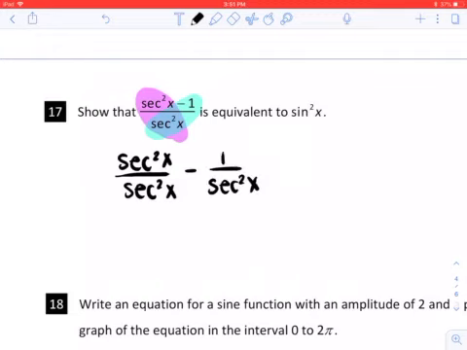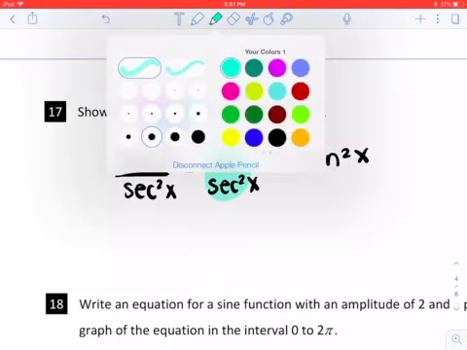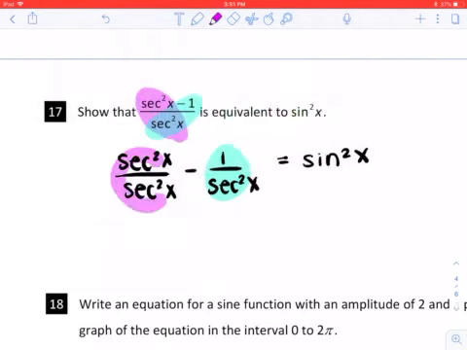And we want to show that this is equivalent to sine squared x. So I can relabel these because I know that secant squared x divided by secant squared x is just 1. And 1 over secant squared x is cosine squared x, because secant and cosine are inverses.